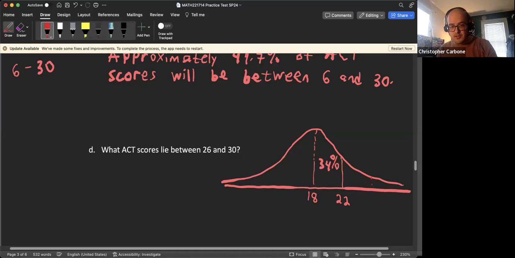For the 2 standard deviations, so this went up to 26. The full 2 standard deviations is 95%. So for half of it, take half of that 95%, which is going to be 47.5%. And since we already have 34, when you subtract the 34, you get this value here, which is 13.5%.